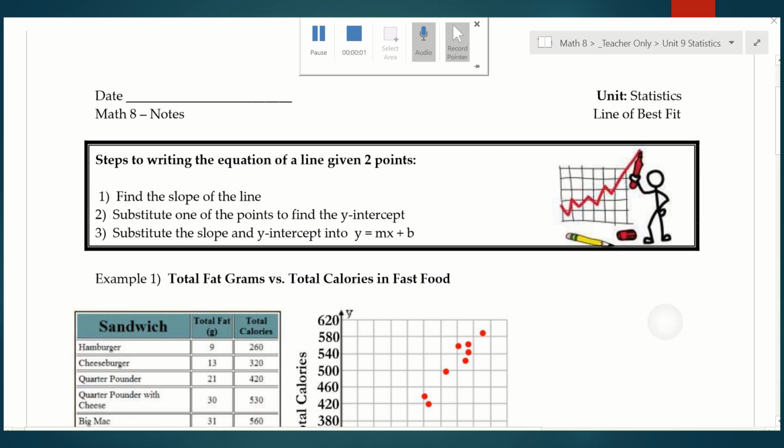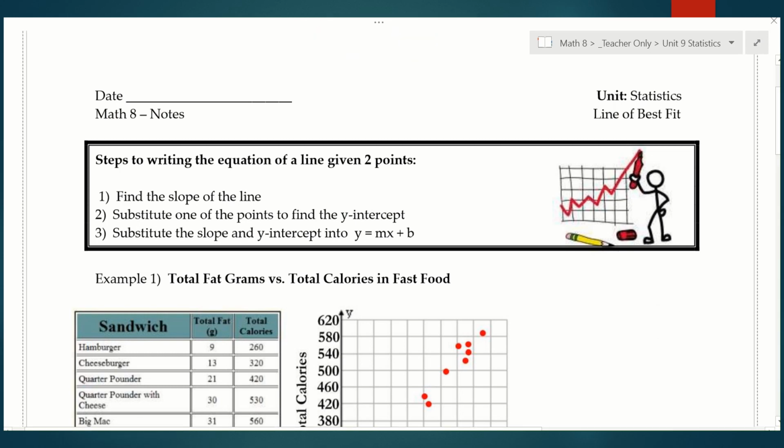Hi, everybody. We are going to look at some more scatter plots today. But what we're going to do is answer some questions based on those scatter plots by coming up with a formula for a line that best represents that scatter plot.